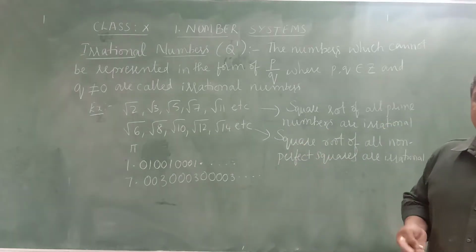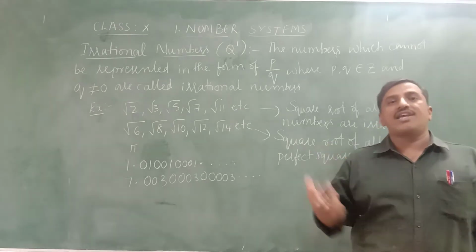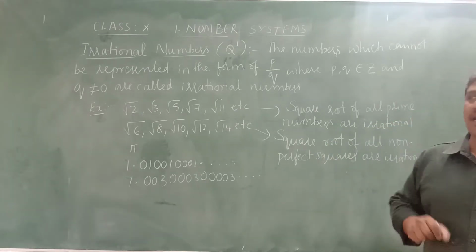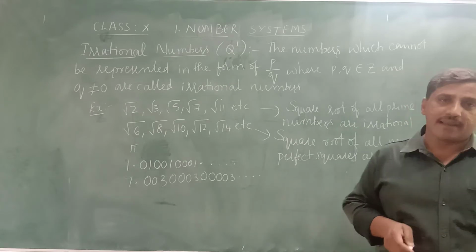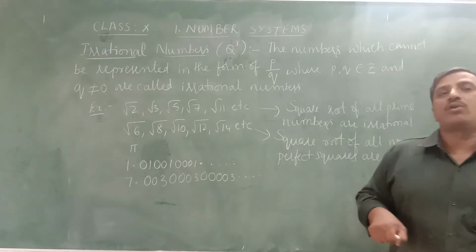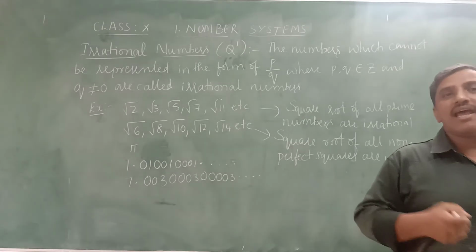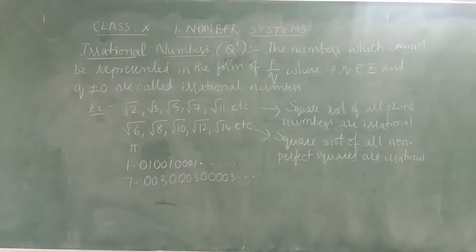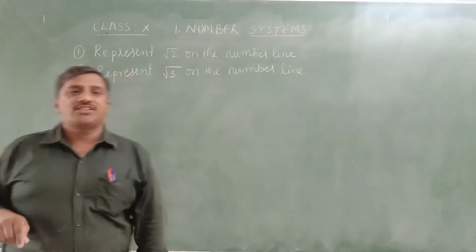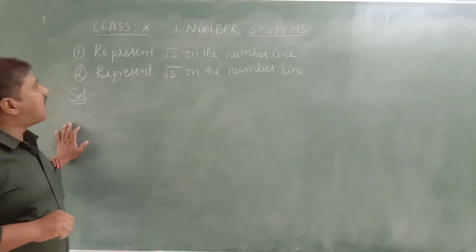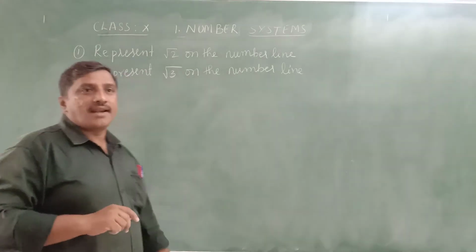Just as we represented rational numbers on the number line, we will discuss how to represent irrational numbers on the number line, like root 2, root 3, root 5, root 7, etc. Now let us represent root 2 and root 3 on the number line.